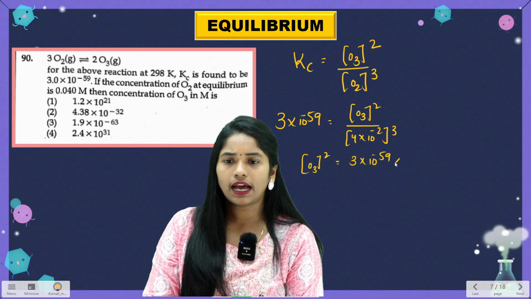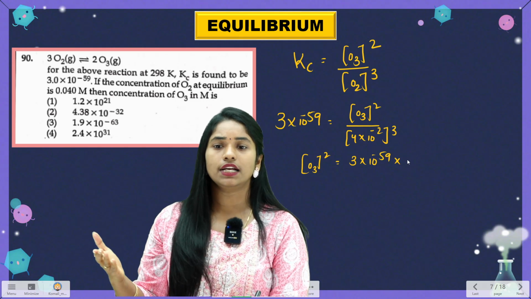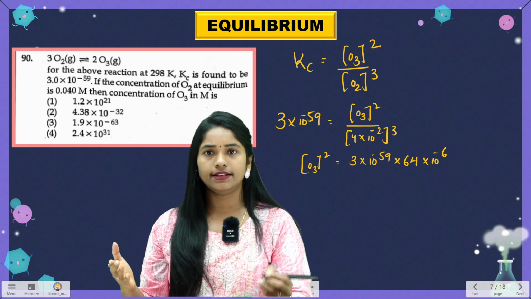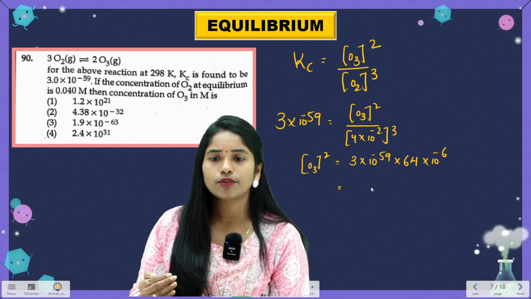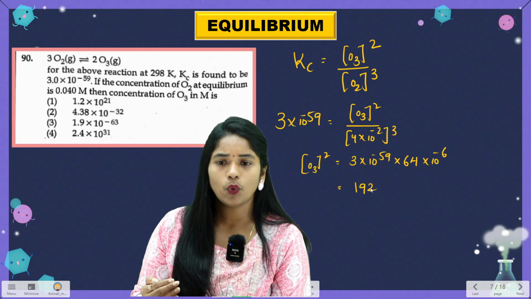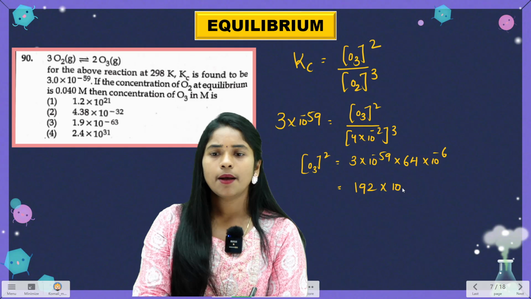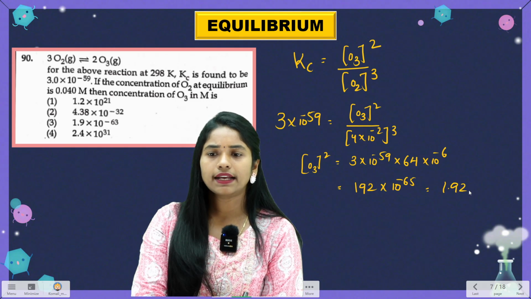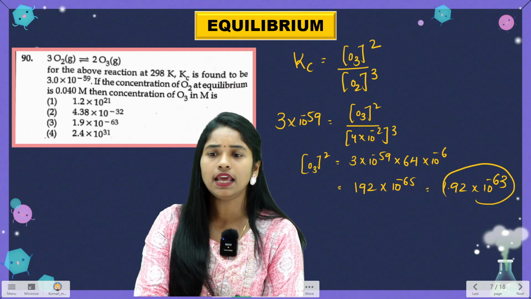O3 square is equal to 3 into 10 to the power of minus 59 into 4 fours are 16, 16 fours are 64. So 64 into 10 to the power of minus 6. Now what do we get here: 3 fours are 12, 3 sixes are 18 plus 1 is 19, so 192 into 10 to the power of minus 65. Now this one I will write as 1.92 into 10 to the power of minus 63.